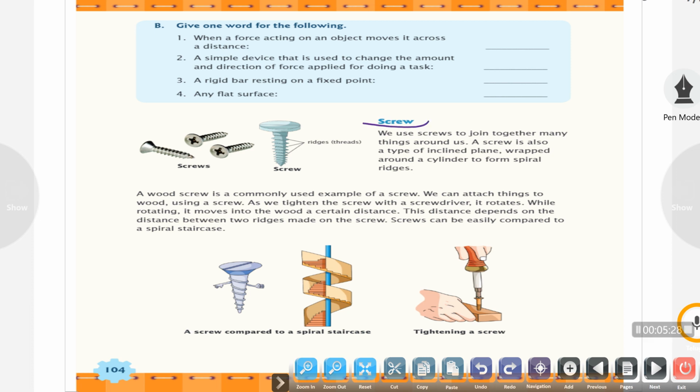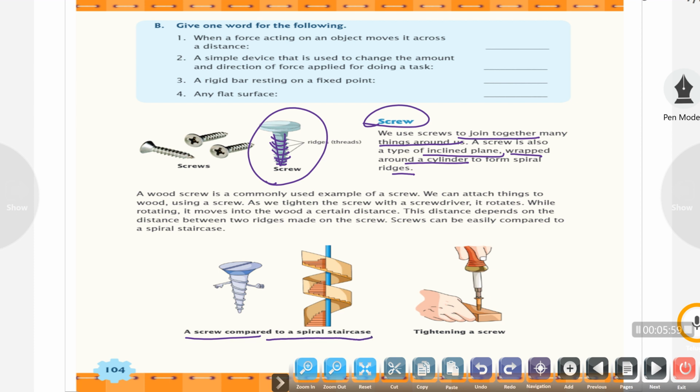Next one is screw. We use screw to join together many things around us. A screw is also a type of inclined plane wrapped around a cylindrical rod. We can see this is a screw, this is cylindrical rod and around it there is an inclined plane which is wrapped all around it. It's like a screw compared to a spiral staircase.